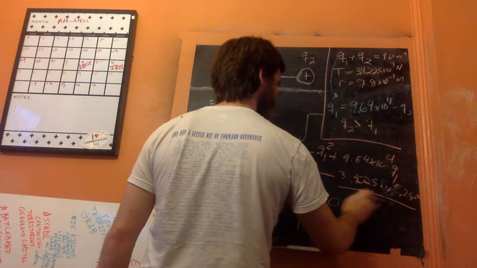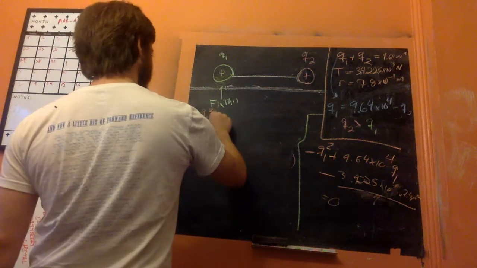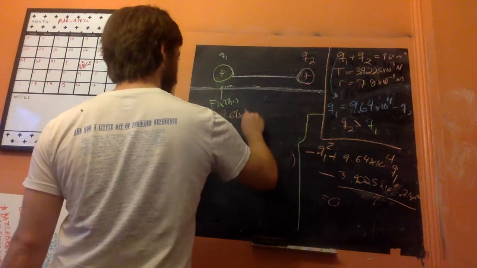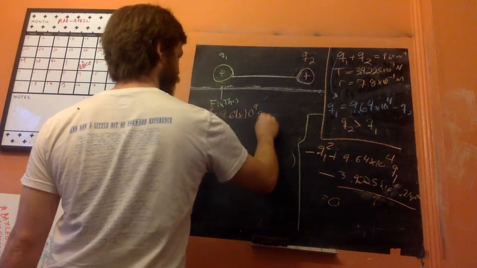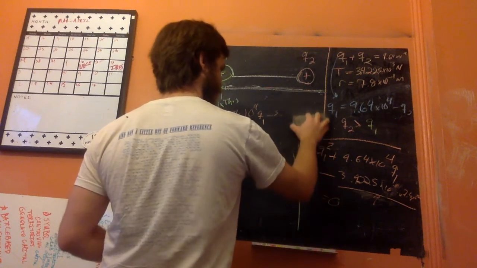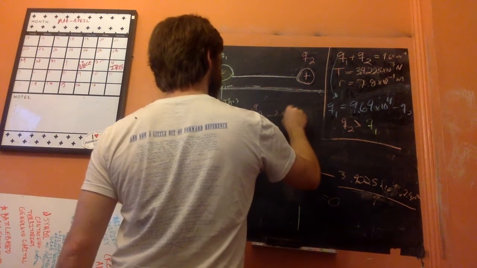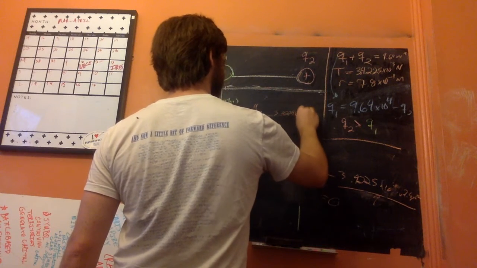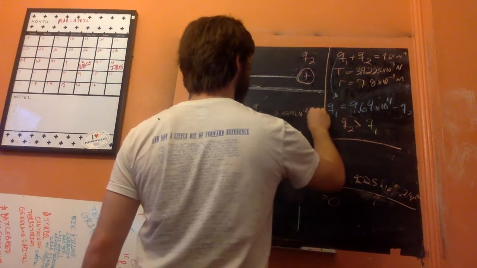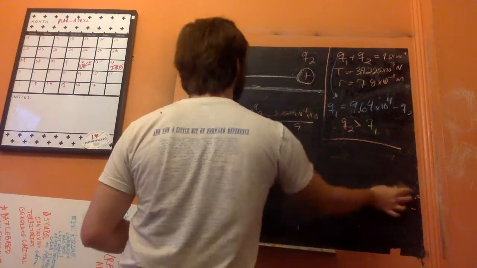And that's just 9 there. So we've got negative q1 squared, I'm trying to write this as neat as I can, plus 9.64 times 10 to the 4th q1 minus 3.4225 times 10 to the negative 8 times 7.8 over 9 is equal to 0. Now here's our quadratic.